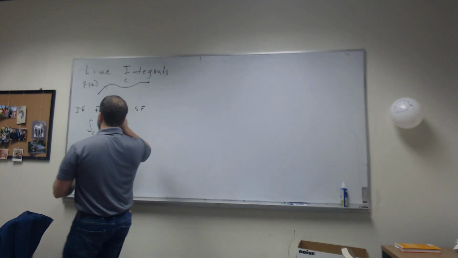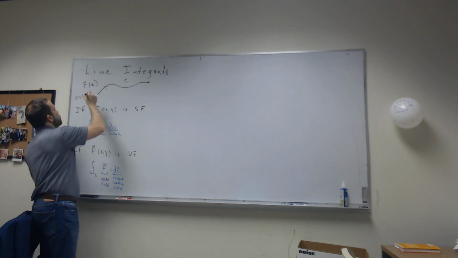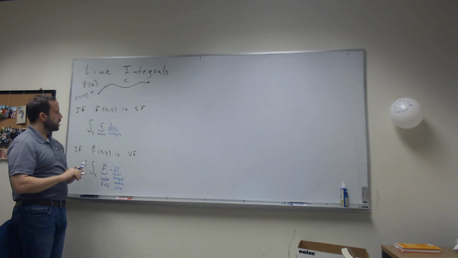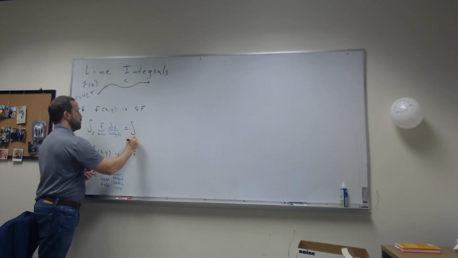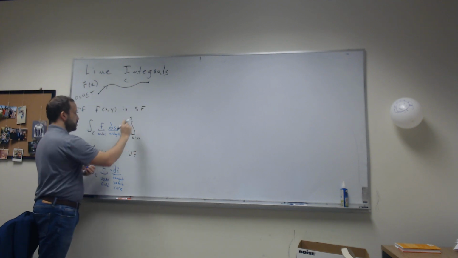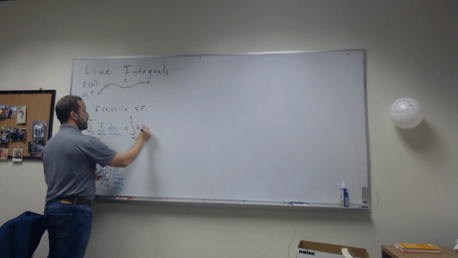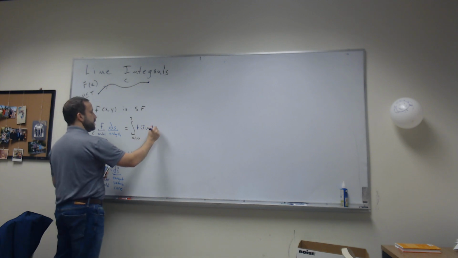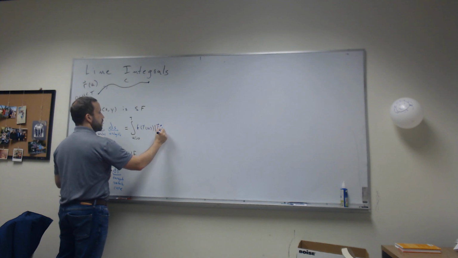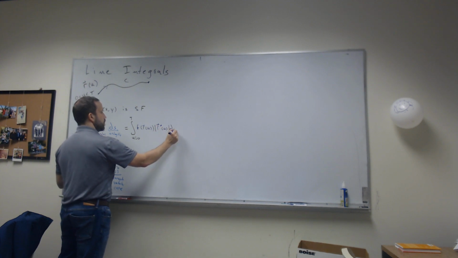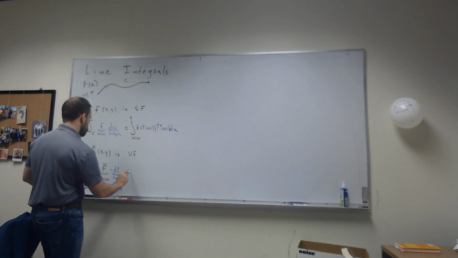So for our parameterization up here, let's say we have 0 less than or equal to u less than or equal to capital T. Then practically speaking, this is going to be equal to the integral from u equals 0 to u equals T, our scalar field evaluated at the parameterization, and then we're going to multiply by the magnitude of the derivative, r prime of u, du.